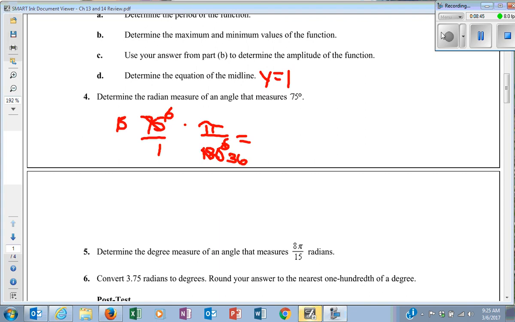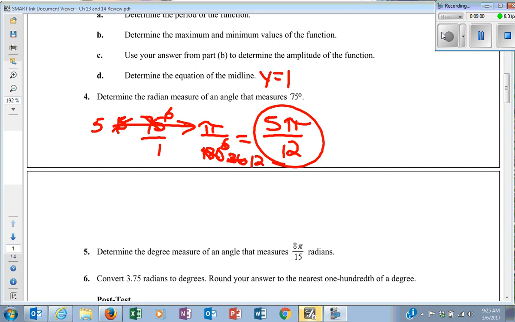And hopefully you recognize that that's still not simplified, because 3 goes into this one, and 3 goes into that one. 3 goes into this one 5 times. 3 goes into that one 12 times. And then you multiply top times top. 5 times pi is 5 pi over 12. And that would be your answer that you would leave it as. And that is in radians. I want to make sure you put radians back there.